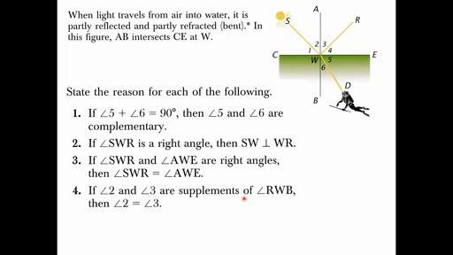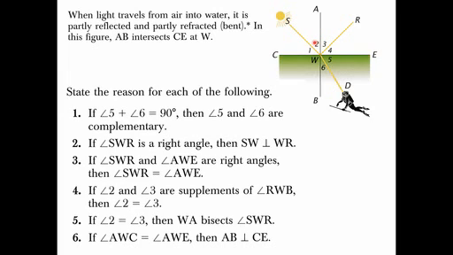If angles 2 and 3 are supplements of RWB, we're saying that 2 and 3 are equal. This is almost stating the theorem right here. So find that reason. If 2 equals 3, then WA bisects angle SWR. Well, sure. What does a bisector do? So we'll give a reason for that. And then if AWC equals AWE, then we're saying that AB is perpendicular to CE.